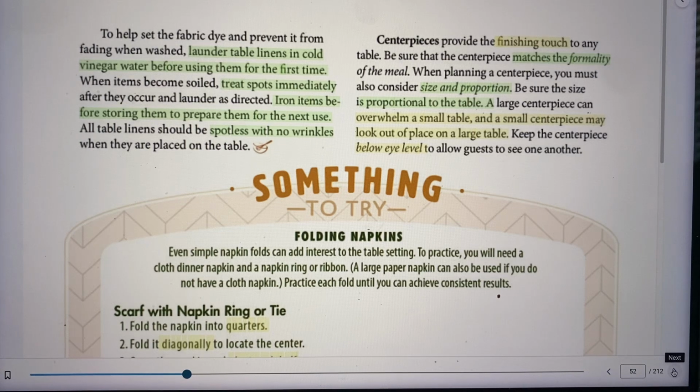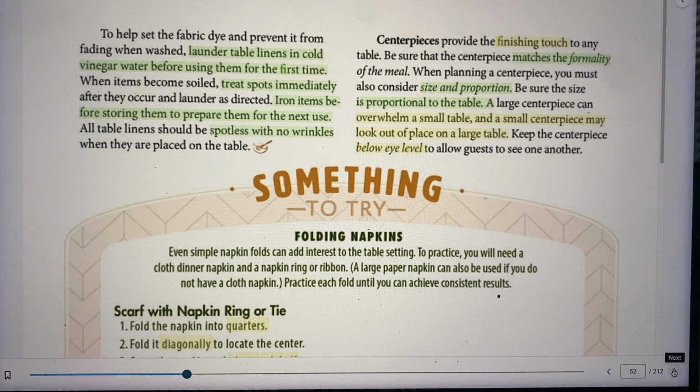Good idea. But anyway, when items become soiled, treat the spots. When you get your napkins after that evening and you're washing them up, spray some spot remover on them, and you can iron things out before you store them, but I don't do that. I usually put them in the washer and then do it that way these days. And all table linen should be spotless with no wrinkles when you're putting them on the table. Yeah, that's right. They don't always come that way. Sometimes I put them out the day ahead of time and put them on the table to try to get any wrinkles out.